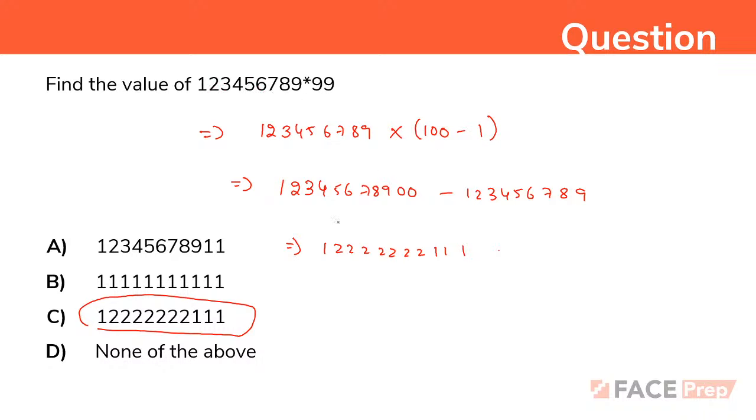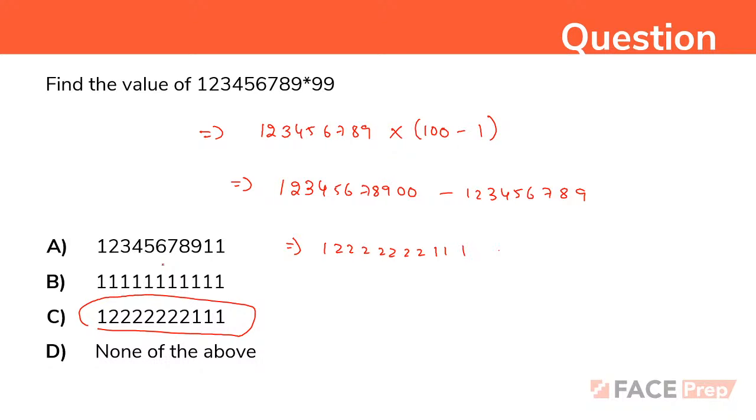But if you split it like this, it will take less time because I have to subtract this number and this number. Subtracting these two numbers will be pretty easy and I can easily get the answer, right? So the answer for this question is option C. So this is the first method in today's session, that is split and work.